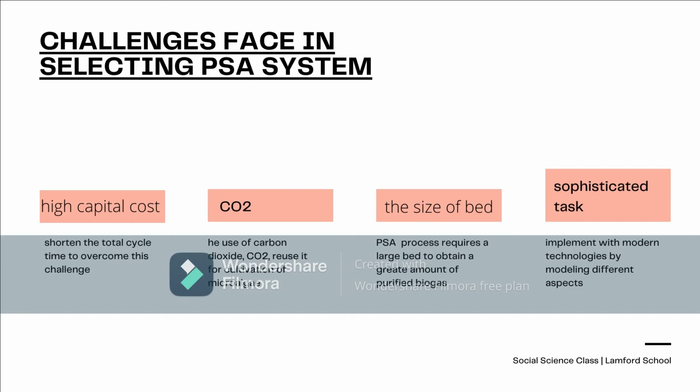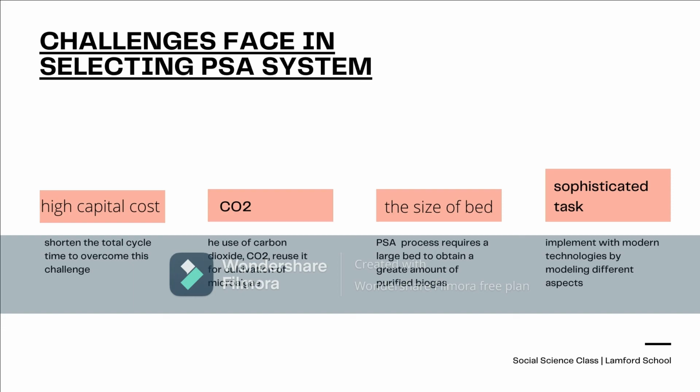The challenges that we faced in selecting the PSA system. Firstly, high capital costs. The solution that we suggested for this problem was to shorten the total cycle time to overcome this challenge. Secondly, the use of carbon dioxide. We suggested to reuse carbon dioxide to cultivate microalgae.